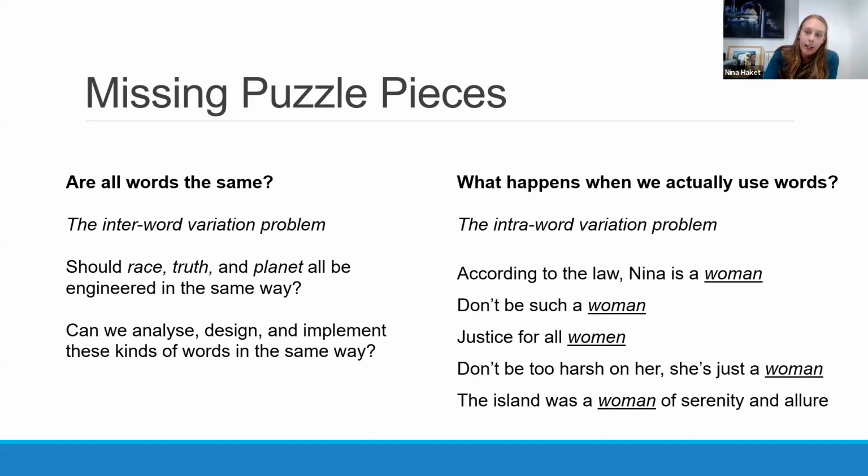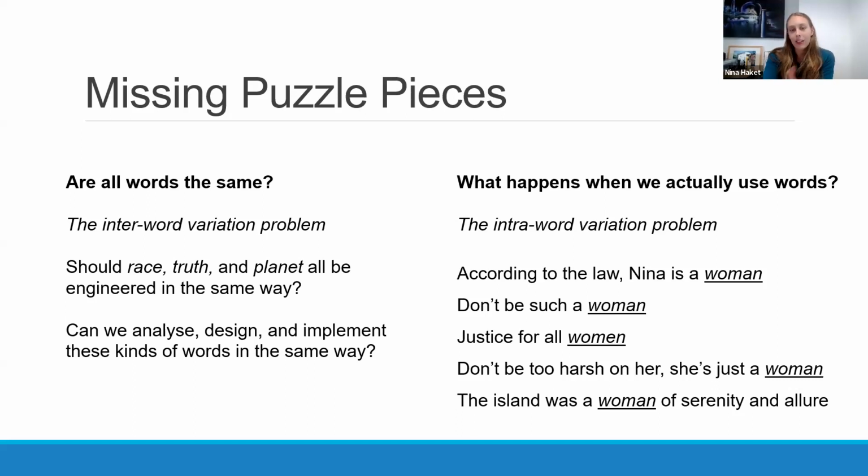So under this definition and this narrower focus, there are two particular problems that I've been thinking about when it comes to conceptual engineering recently. The first is what I'm calling the interword variation problem, or in other words, are all words the same? Can we expect and anticipate the same outcomes for all kinds of words in conceptual engineering? Should we be engineering them with the same goals? Is there a singular process that we can employ that optimally conceptually engineers all kinds of words?